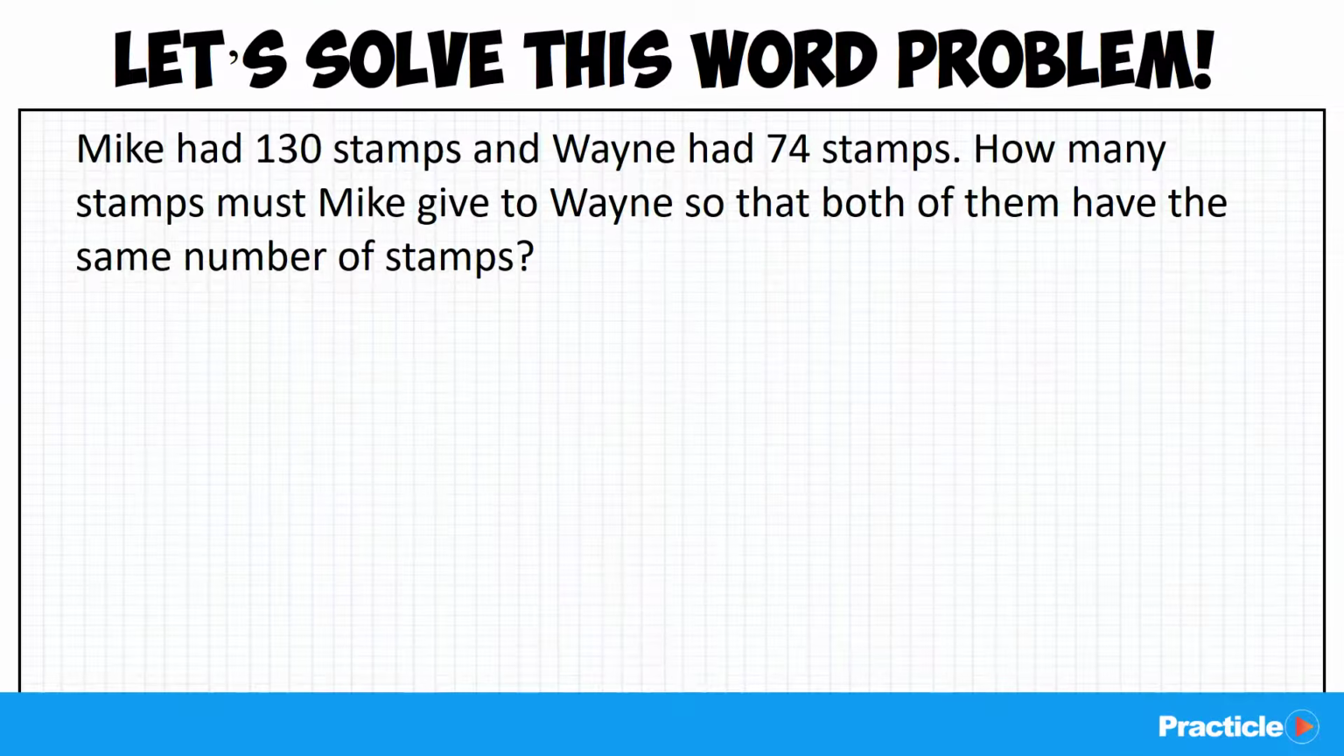Now let's read this before and after math word problem together, alright? Mike had 130 stamps and Wayne had 74 stamps. How many stamps must Mike give to Wayne so that both of them have the same number of stamps?